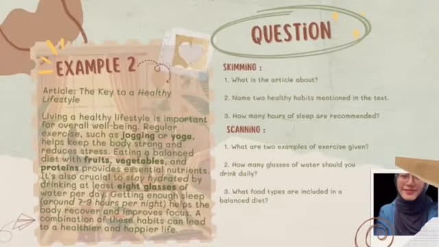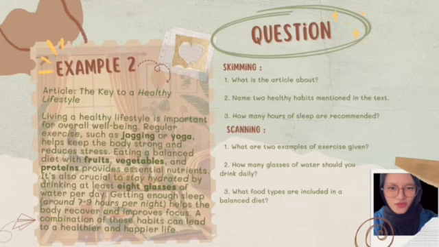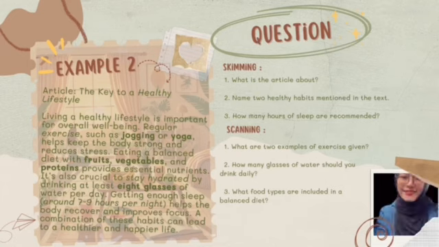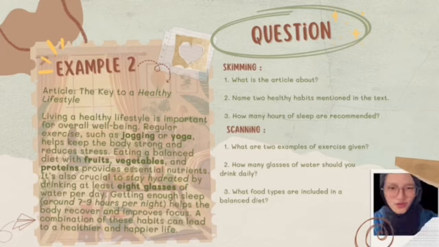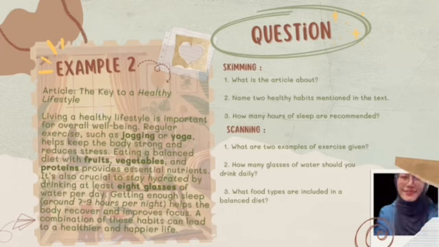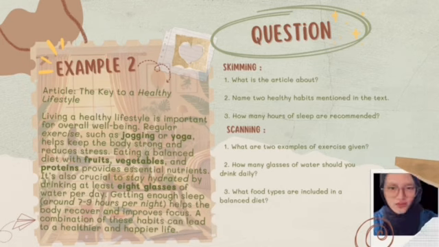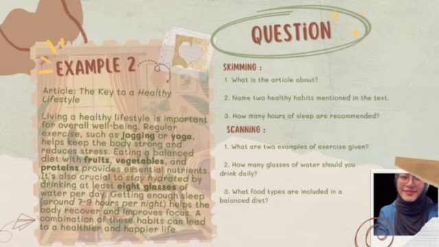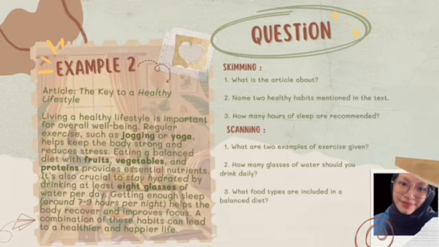Next, we have an article. Again, for skimming, we focus on getting the general idea without reading every word. Let's try answering these questions using skimming. What is the article about? Name 2 healthy habits mentioned in the text. How many hours of sleep are recommended? From skimming, the article is about living a healthy lifestyle. Some of the healthy habits mentioned are regular exercise and staying hydrated. And the recommended sleep duration is 7 to 9 hours.